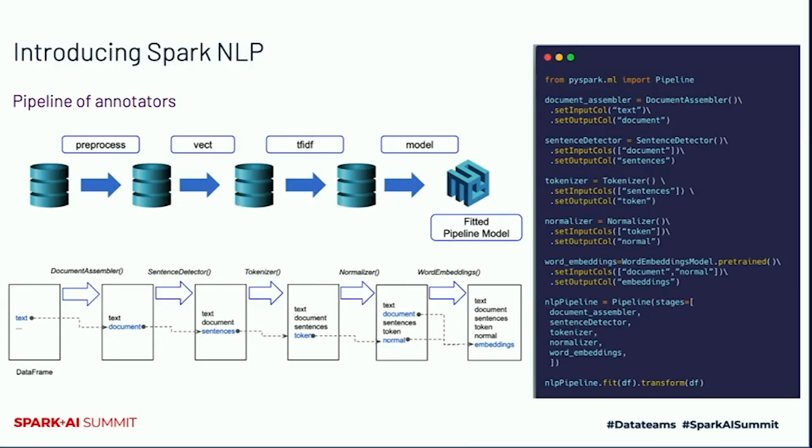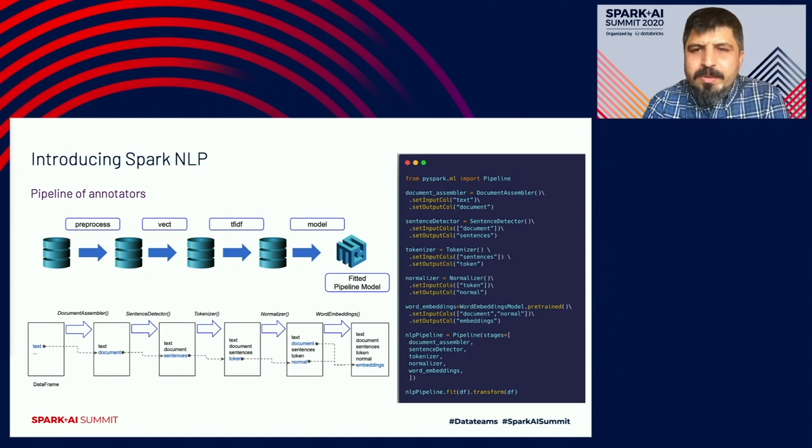So how do we build the pipelines within Spark NLP? Spark NLP is like building blocks. Whatever you need in terms of your use case, you can just select any annotator from Spark NLP or Spark ML itself, and put it inside this pipeline, and they will be linked together: the output of one annotator will be used as an input to another annotator.